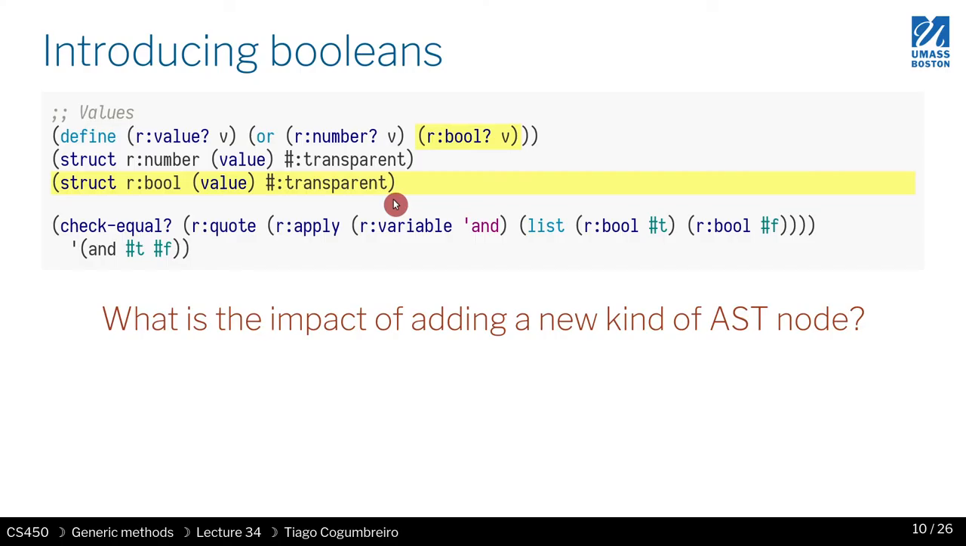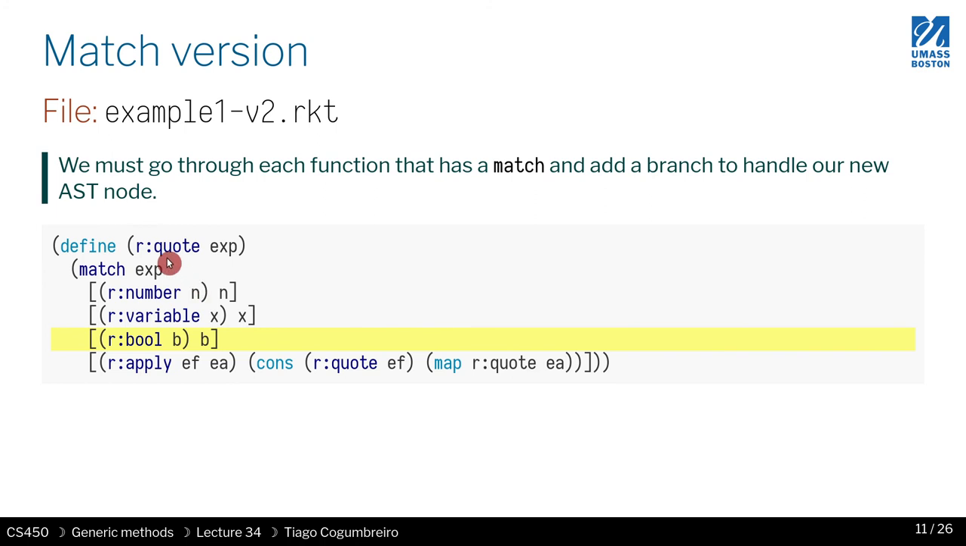Okay. So what is the impact of adding a new kind? To summarize, in the case of matching, if you add a new element to your set of ASTs that your match needs to handle, you need to change that match. And you need to know all the matches that are affecting that set of possibilities so that you can update them.